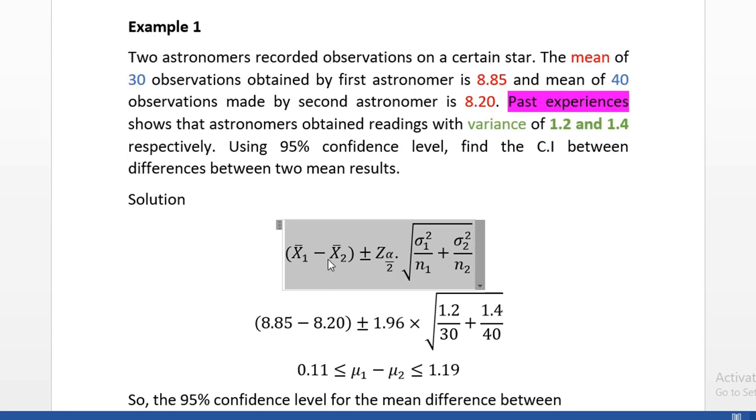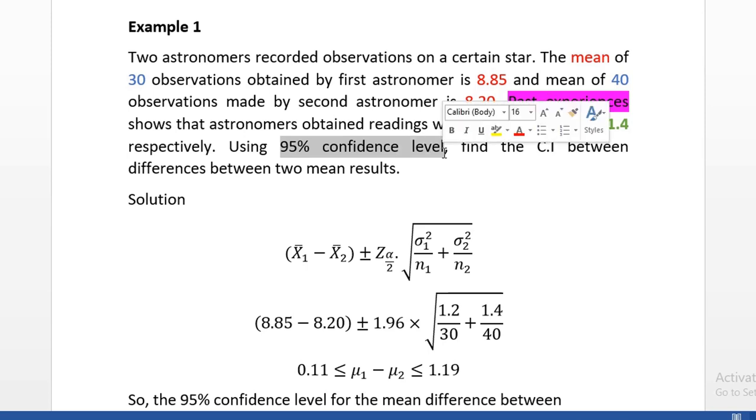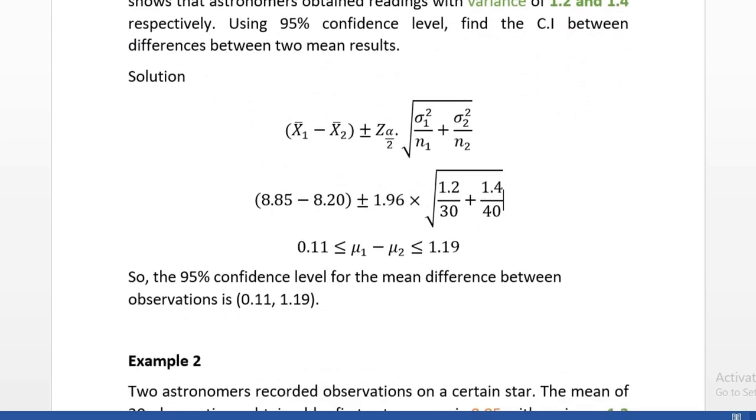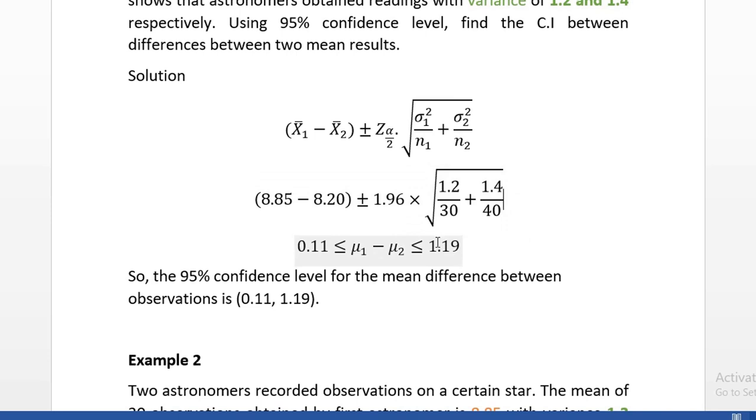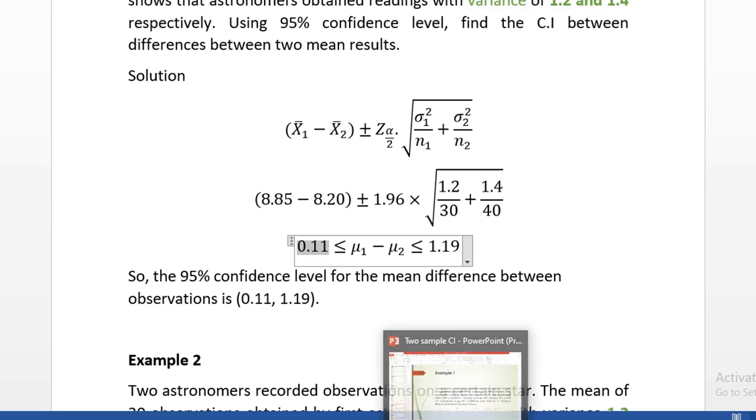Okay, so placing the values here, as we are discussing a 95% confidence level, z alpha by 2 is equal to 1.96. Placing these values, the plus will give us 1.19, and doing subtraction will result in 0.11. This is the confidence interval formula. So the 95% confidence interval for the difference between observations is 0.11 to 1.19.